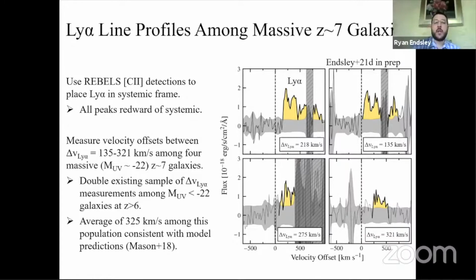With our sample, we've been able to double the number of velocity offset measurements among extremely luminous, M_UV less than minus 22, galaxies at redshift greater than 6. And combining our results with that literature sample, we find an average of 325 kilometers per second among these extremely luminous galaxies, consistent with model predictions.